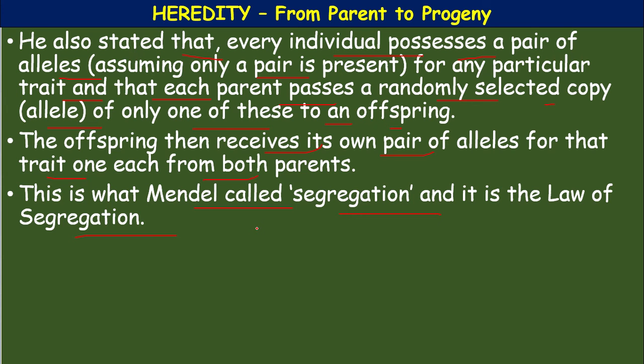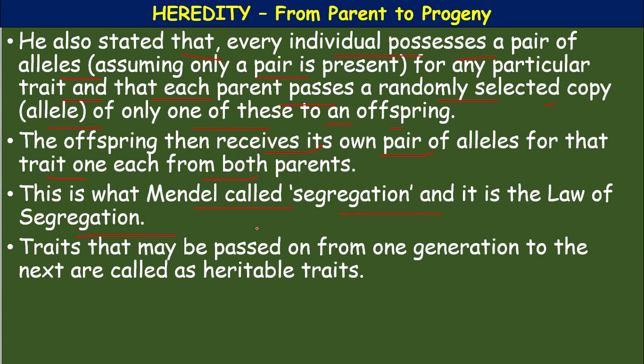This law is known as the law of purity of gametes, because each gamete is pure in itself, having either capital T, the gene for tallness, or small t, the gene for dwarfness. Or here capital Y, gene for yellow, small y, gene for green.